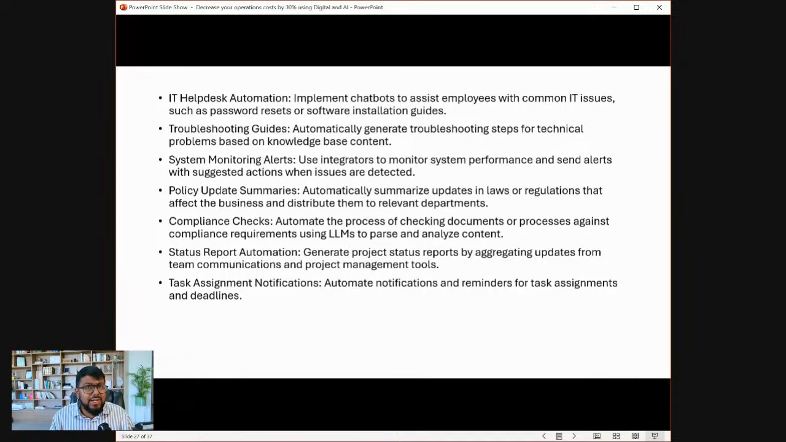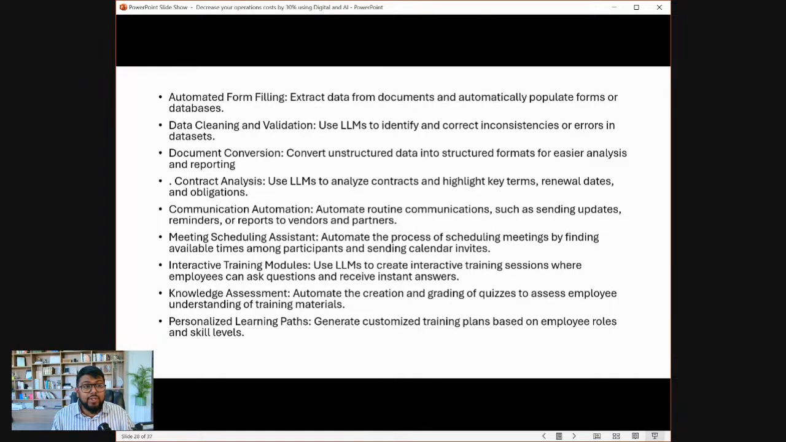And there are more things like status report automation or task assignment notifications, automated form filling. If you've got data in your inventory management, CRM, wherever it is, you can use AI to clean that data, validate that data, convert a document into audio, video, or a structured format. Suppose you've got a simple Word document and you want to convert it into a structured format so that it's saved in your Google Sheets or in your database, that can all be done through it. Analyzing the contracts, making sure that you're not signing off on anything which should be flagged.